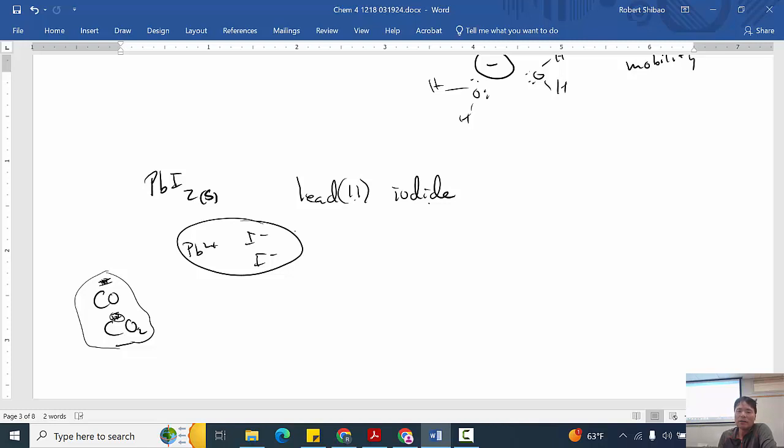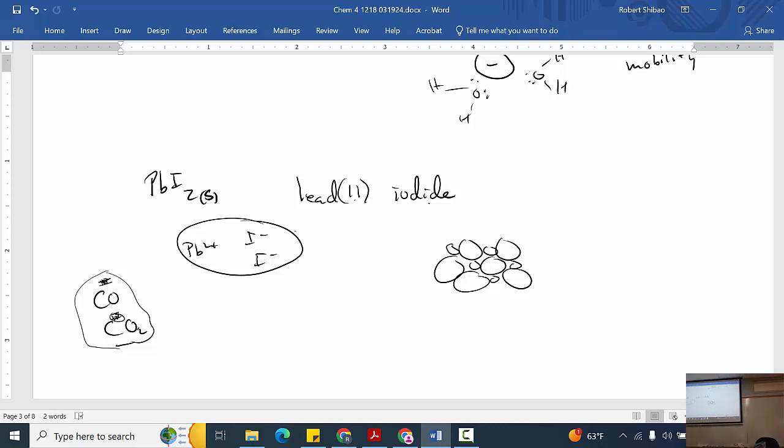And it's a solid. And so what type of structure? Does it form molecules or an ionic lattice? It forms an ionic lattice, but the ionic lattice is not going to be the exact same because of the ratio. I have 2 iodides for every lead. But I'm going to draw it the same here. And so we have an ionic lattice like this. Now, is this ionic lattice going to conduct electricity?